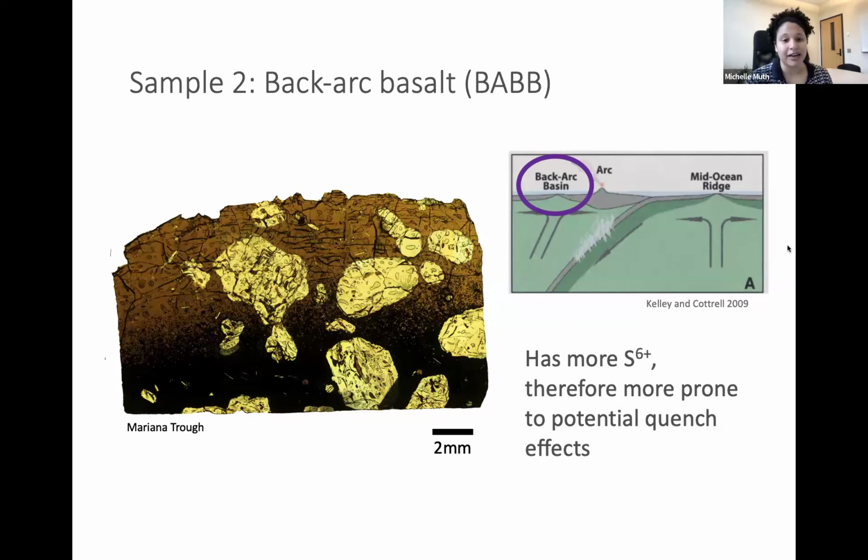And we're also going to target another pillow basalt that is more prone to these quench effects. So back arc basalts, back arc spreading centers still take place under the seafloor, and so still erupt as pillows, but they're associated with arc volcanism, and so their chemistry is a little bit different. And importantly, they tend to be more oxidized and have more sulfate. So we're going to take advantage of this back arc pillow to test whether or not sulfur and iron are exchanging electrons in this more sulfate-rich composition.